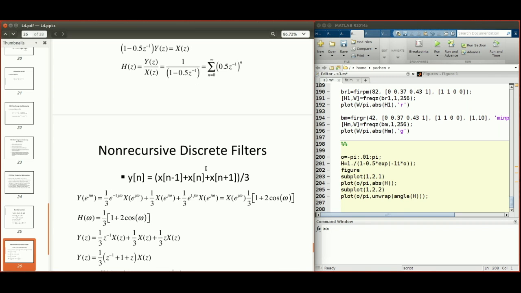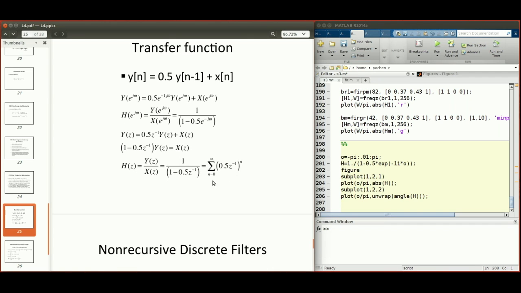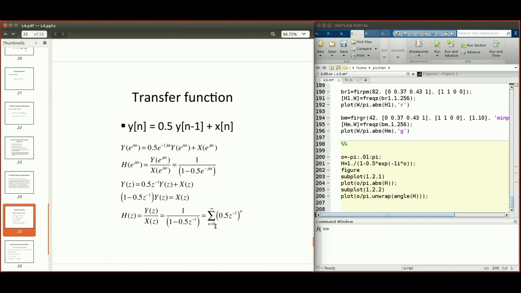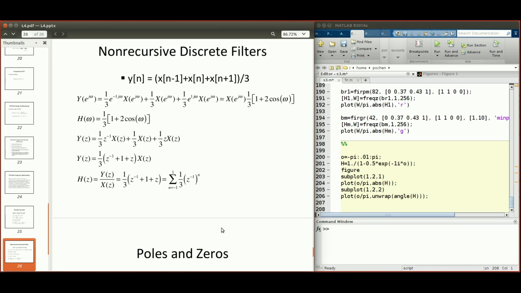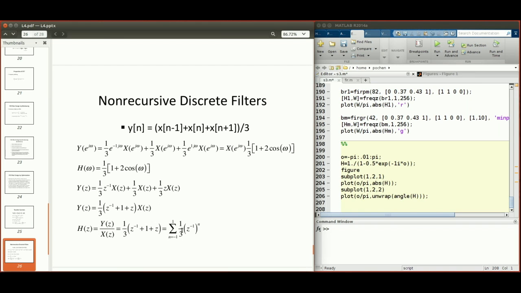And then let's look at the series. For this recursive formula, n goes from 0 to infinity, so it has an infinite number of terms involved in this summation. But if you look at this summation representation, it involves a finite number of terms. n goes from minus 1 to positive 1. It's just 3 terms basically. So you really don't have to worry about convergence for this kind of non-recursive finite impulse response filter. There's no problem with convergence. It's a finite number of terms being summed.